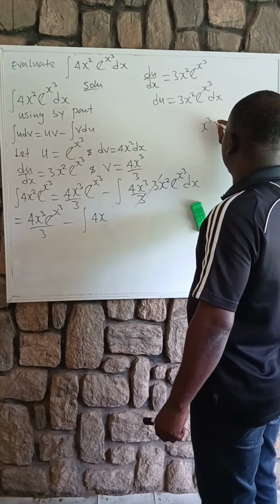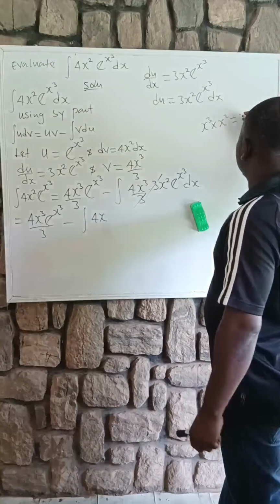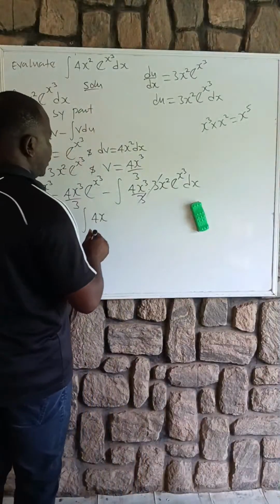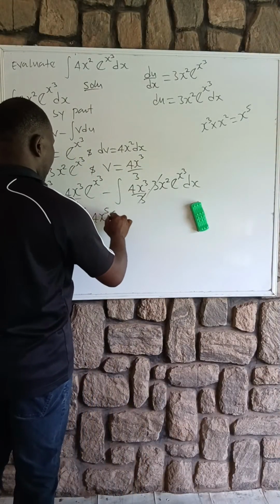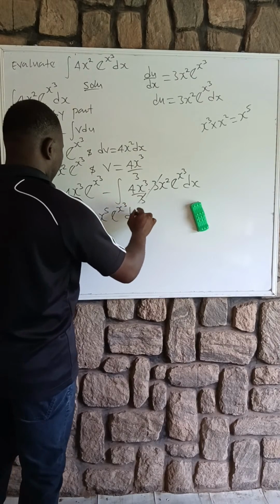x raised to the power 3 times x raised to the power 2. You apply your indices. So here will be x raised to the power 5, x raised to the power 5. Then exponential x raised to the power of 3 dx.